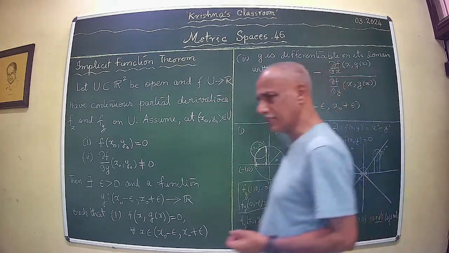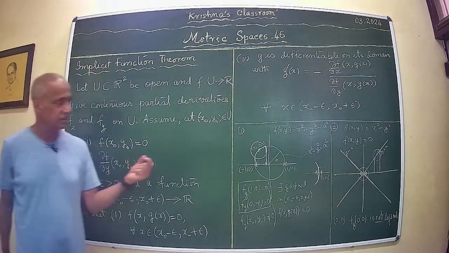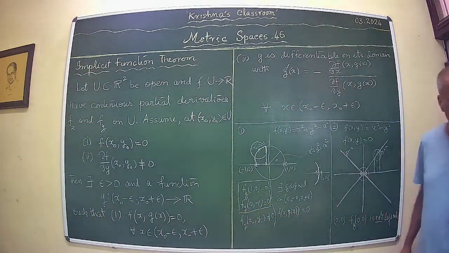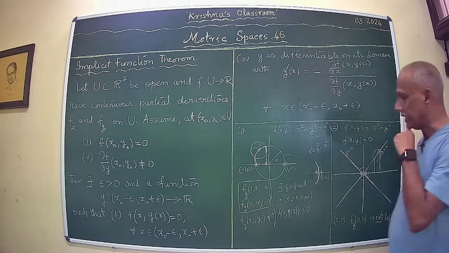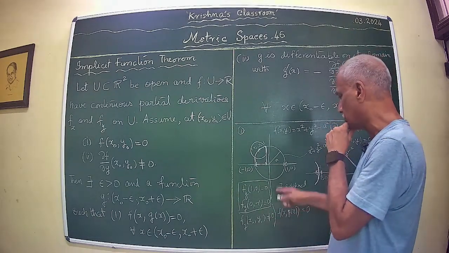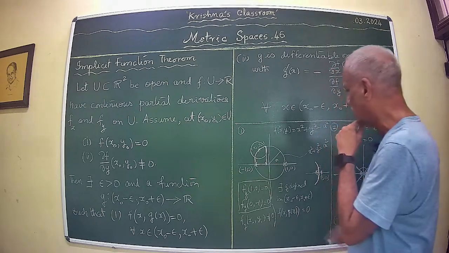The second remark is this. Here you have tried to look at x as the independent variable and y as the dependent variable. If that is the case, then the condition that emerges is that F_y at the point (x0, y0) is not equal to 0, then only you have g defined.